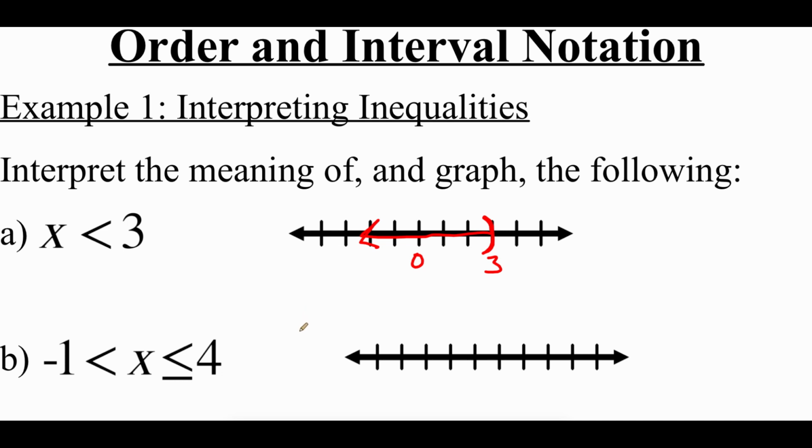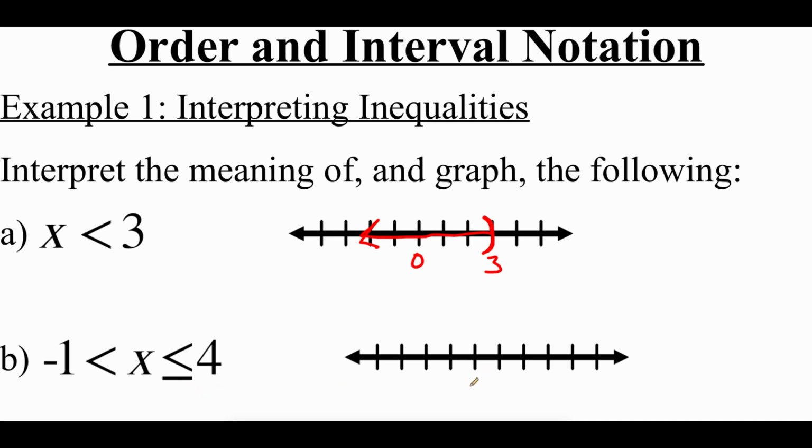Now in our second example, we've got a double-sided inequality. It says that negative 1 is less than x, which is less than or equal to 4. So this means that we want all of the x values that are between negative 1 and 4. The negative 1 is not included in the interval since that inequality does not have our equals to line underneath it, but the 4 will be included because we do have our equals to line there.